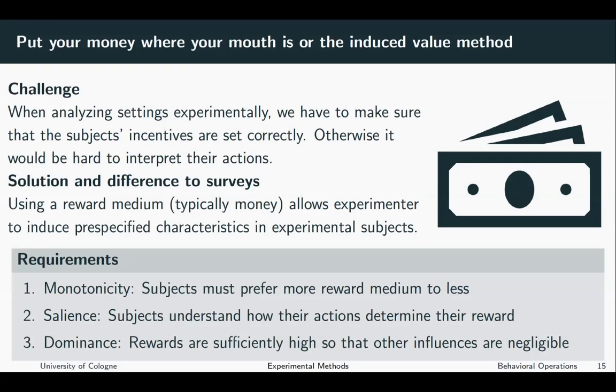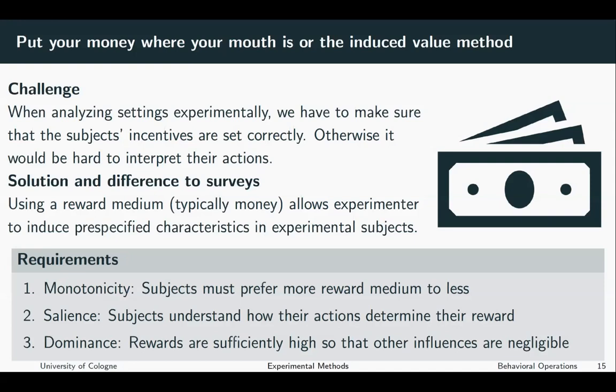What do you have to take into account when designing this reward medium? So first, monotonicity, which means subjects must prefer more reward medium to less. So this is typically great with money. Most people like more money to less money. Second, salience. Subjects need to understand how their actions determine their reward, determine how much money they will earn. Otherwise, you will have a lot of noise.